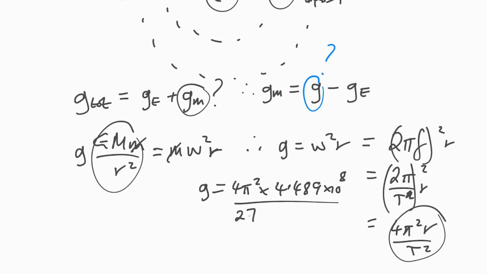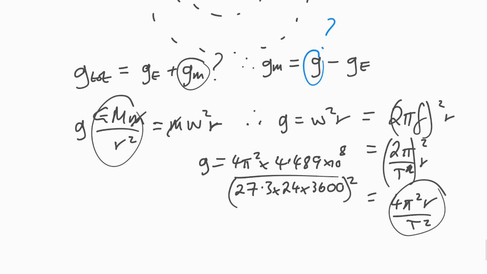So we need to do 27.3 times 24 times 3,600. And that is all squared. Woo, lads. Let's have a look and see if this ends up being correct. That gives me 0.0, well, let's write it in standard form. 3.19 times 10 to the minus 3, and the unit, of course, is newtons per kilogram. Seems very small, but I guess it is far, far out, man.